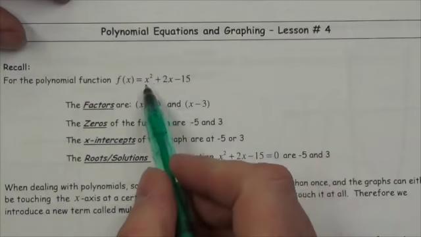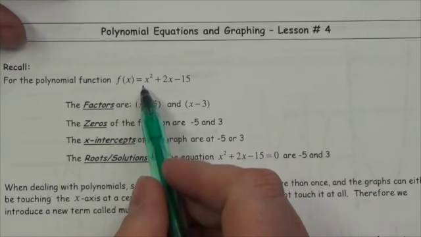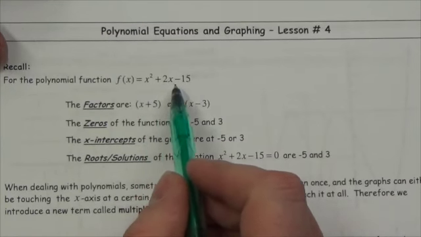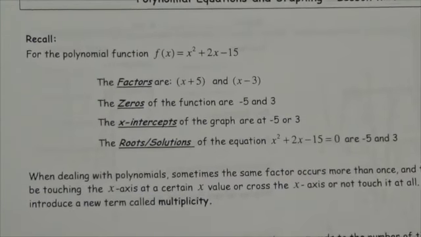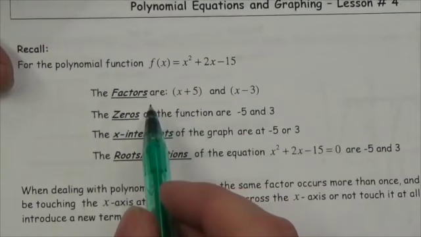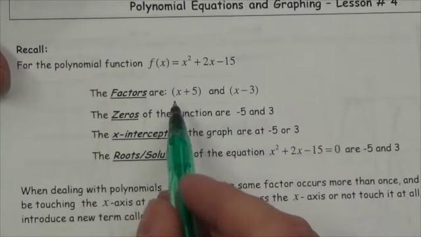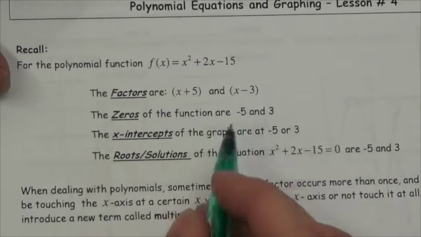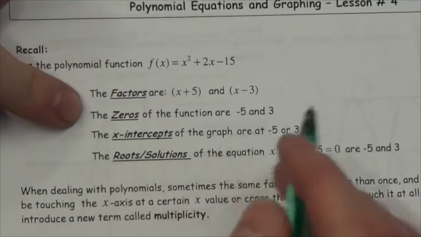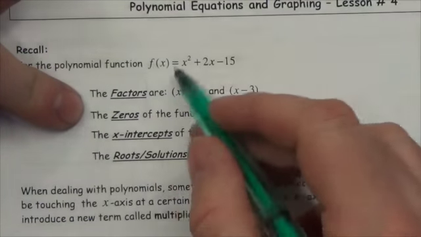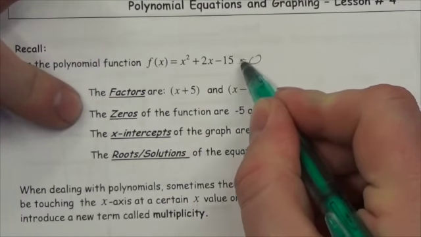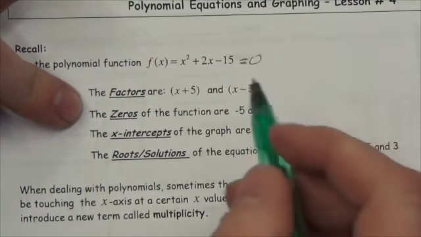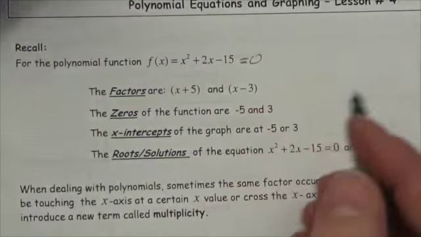So again, just to reiterate, let's say we're considering the function f of x is equal to x squared plus 2x minus 15. Okay, we'll zoom in a little bit. When we factor this, we're going to get x plus 5 and x minus 3. Now the zeros of the function occur when we make the y value, the value of the function, equal to 0. So whatever value of x makes this whole expression equal to 0, we call those the zeros of the function.